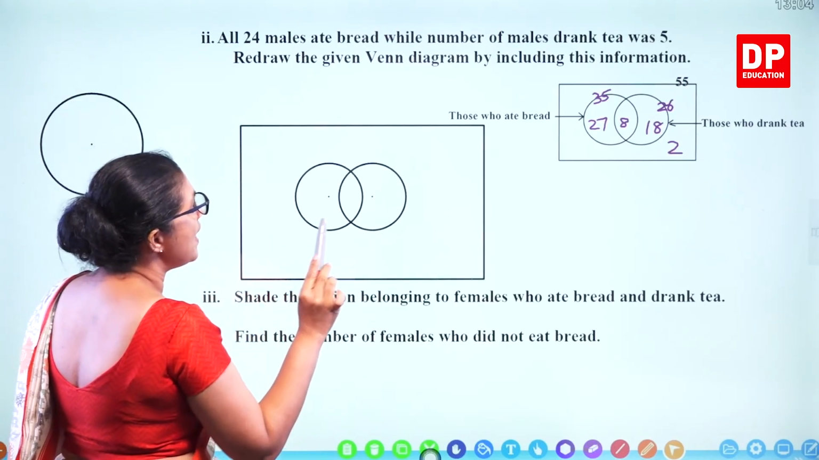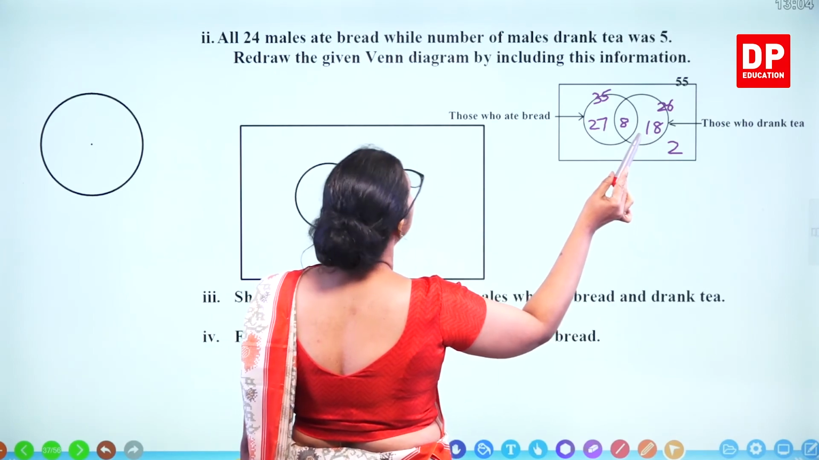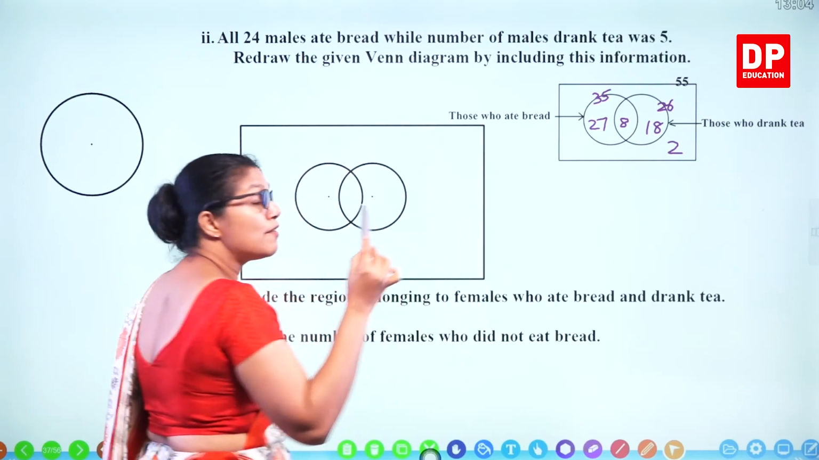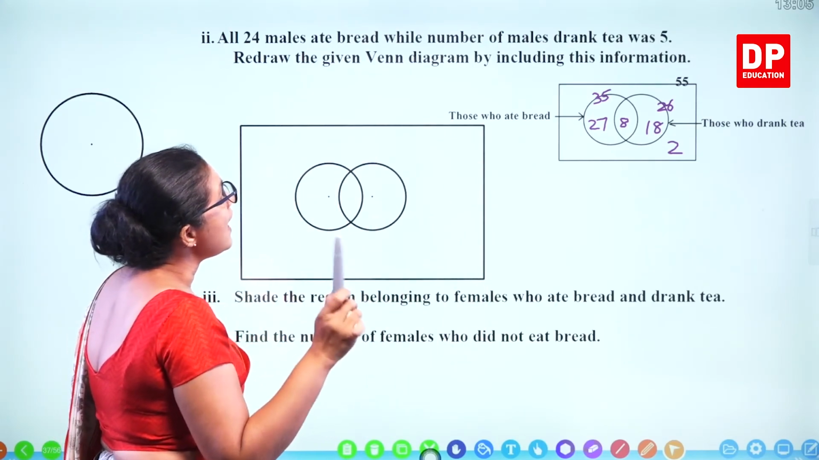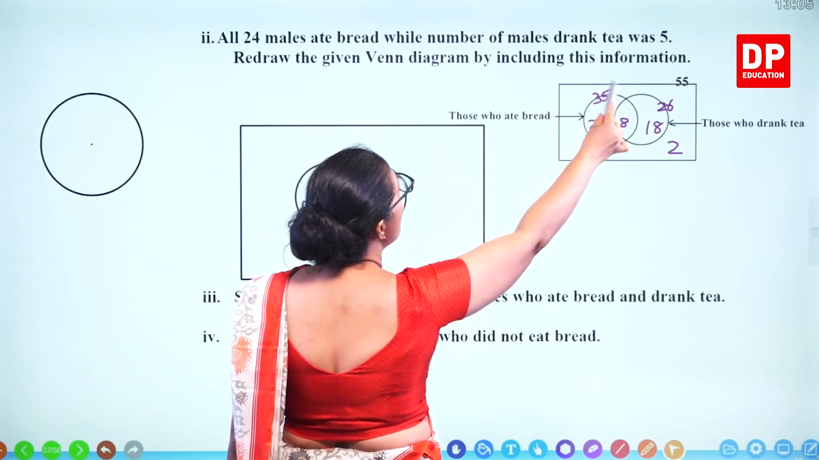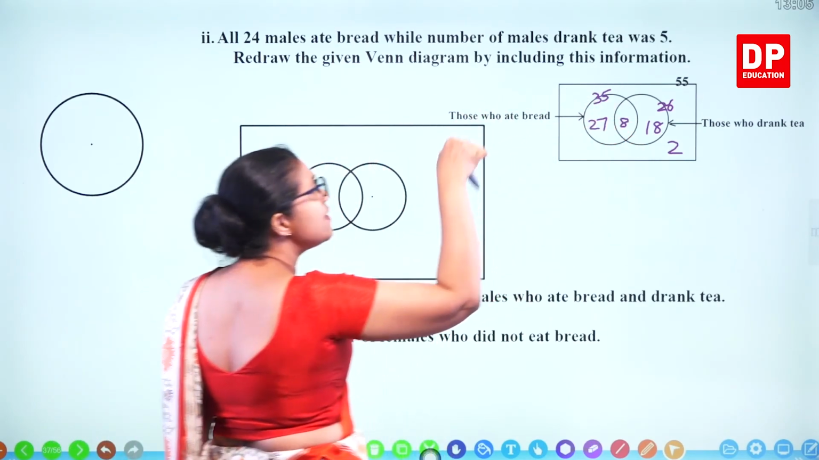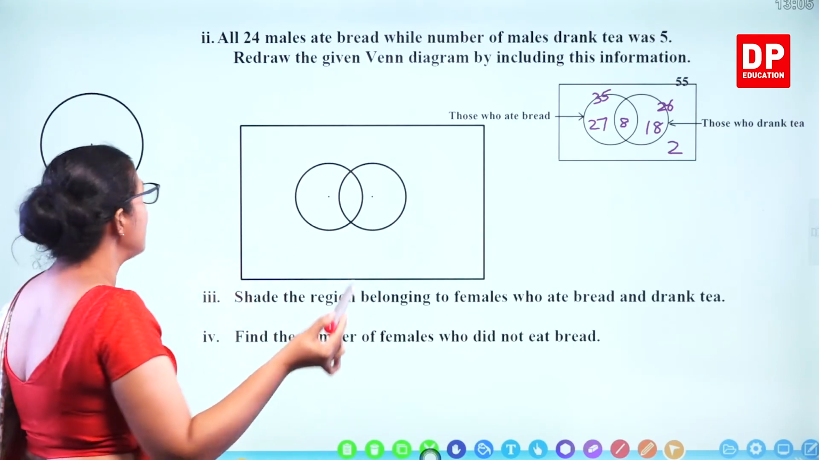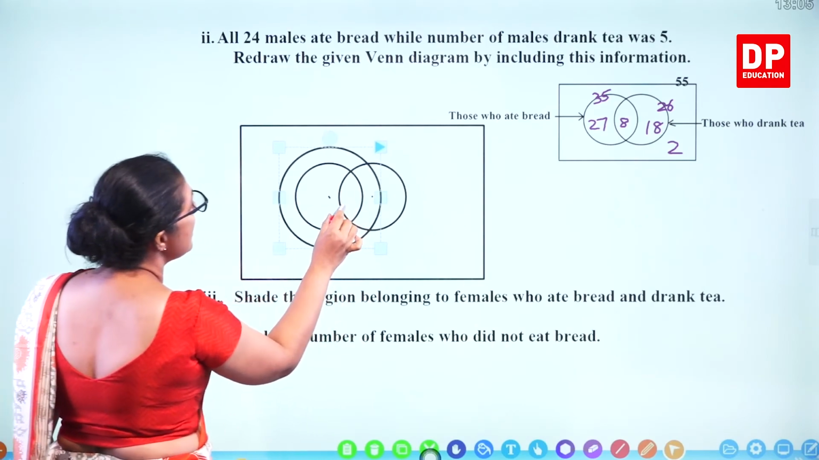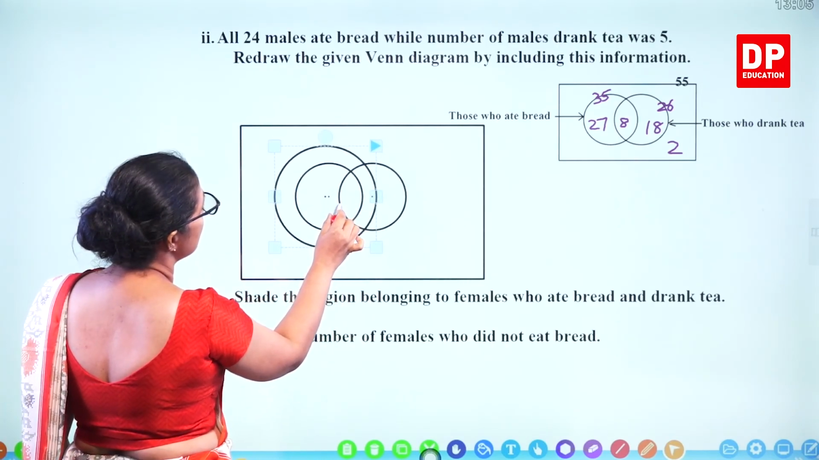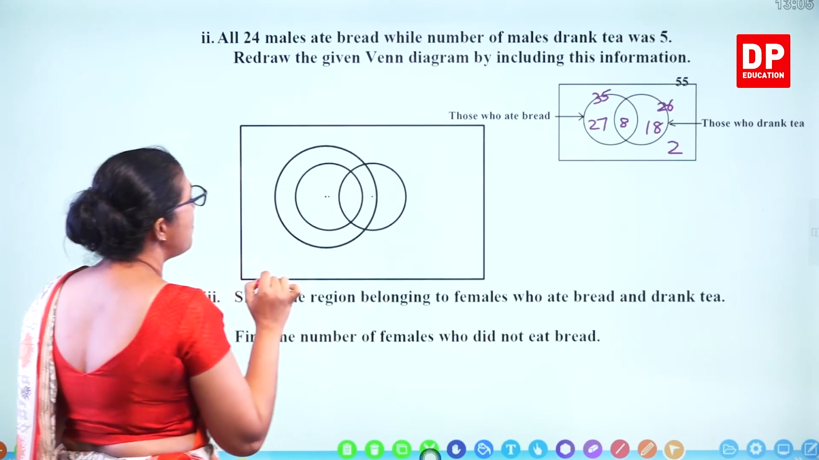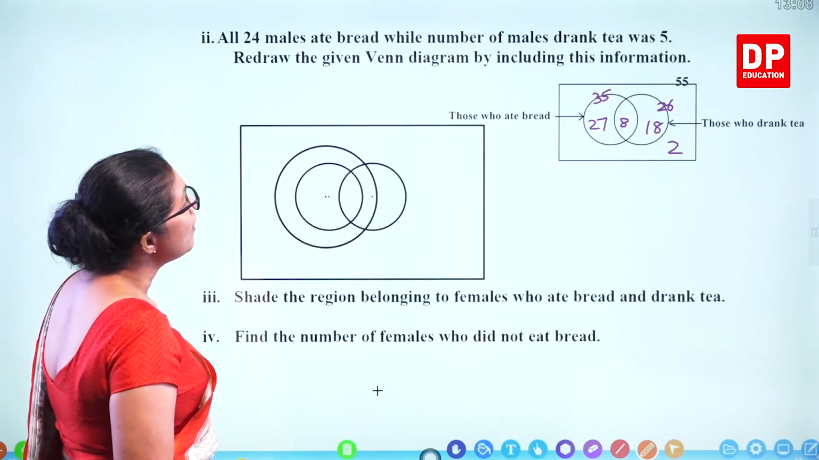All 24 males ate bread. Now we need another circle for males. All ate bread, so this circle should be inside the bread circle. The male circle should be inside, outside the tea circle. So this is bread, so this is the circle. Now we need to label this.